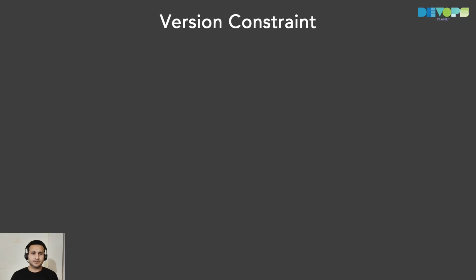Yeah, so in the last section, we talked about the version constraint, and we had a look at what the version constraint is. In this section, I'm going to explain why we are using those special characters when we are using the required providers block with a specific provider version. So let's have a look.